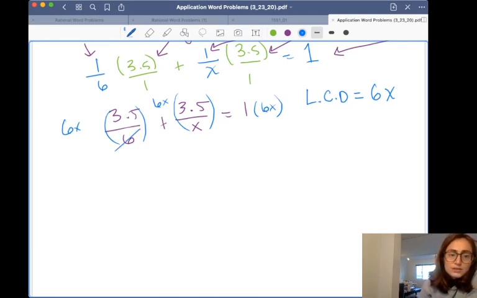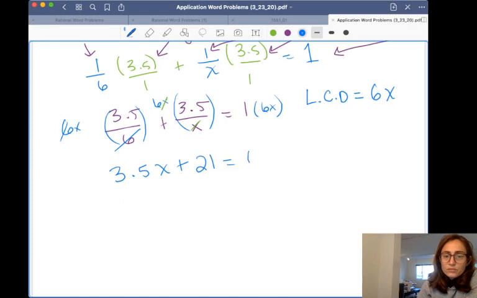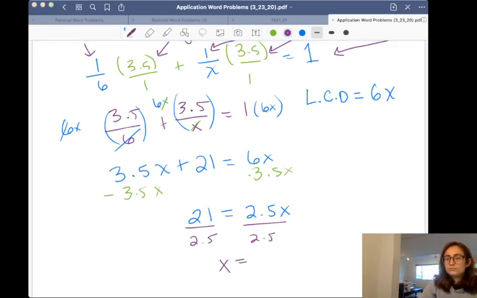All right, so here my 6's are going to cancel. So I have 3.5x. Here my x's are going to cancel. So that's going to be 6 times 3. All right, let's take away 3.5x from both sides. So I have 21 equals 2.5x. Okay, 8.4.